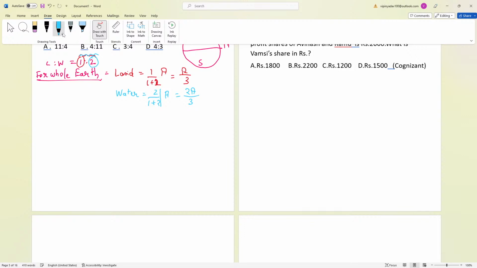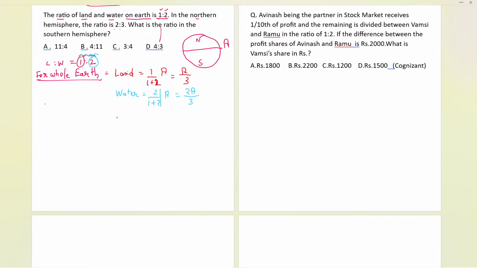Now let us proceed and write for the other parts as well. If I write for the northern hemisphere, the ratio is already given, that is 2:3, land to water. So we will be using this ratio. Let us find the land of the northern hemisphere. From the complete A, how much part is northern? It will definitely be A by 2. So A by 2 is the northern part.